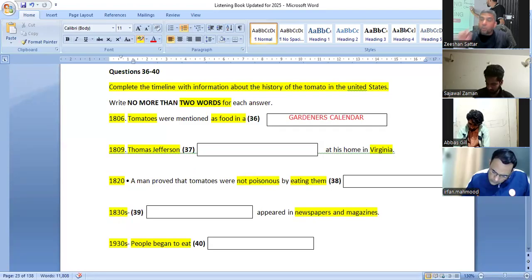Okay, so now he ate 1 kilo of tomatoes in public. What sentence will be made? In 1820, a man proved that tomatoes were not poisonous by eating them in public. In public is the answer.